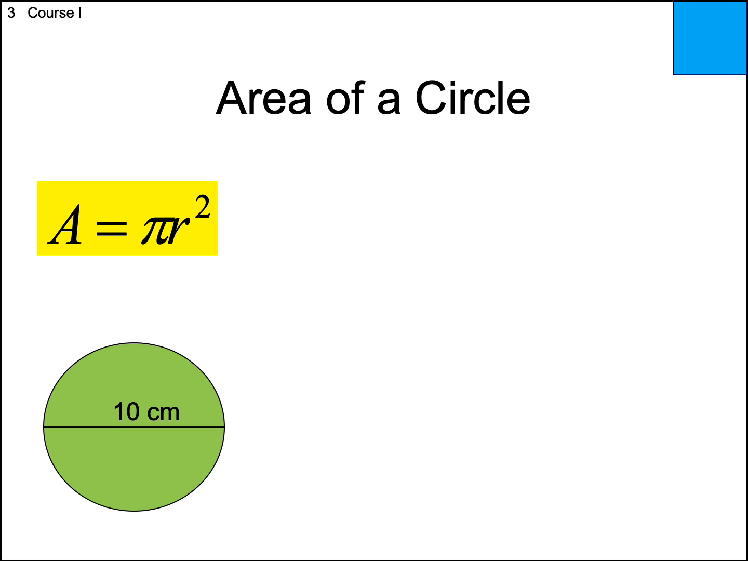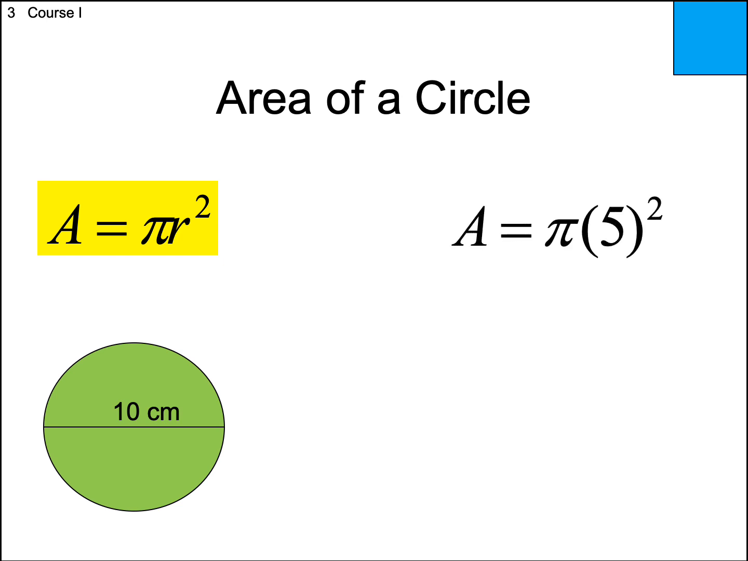Now, the formula doesn't have diameter. It has radius. The relationship between diameter and radius is that a diameter is half of, I said that backwards. A diameter is twice a radius. A radius is half of a diameter. So if I give you the diameter, you have to cut it in half. So there's a diameter, 10 centimeters. Therefore, the radius is 5. Go ahead and do that calculation.